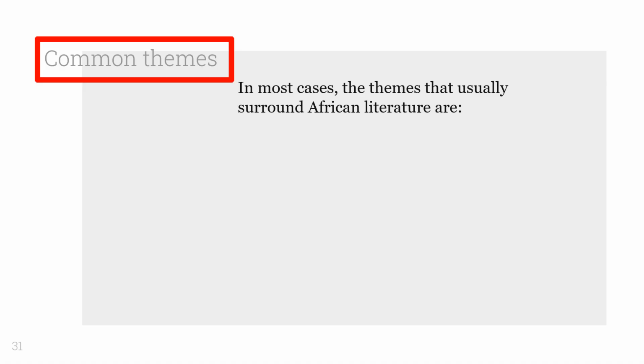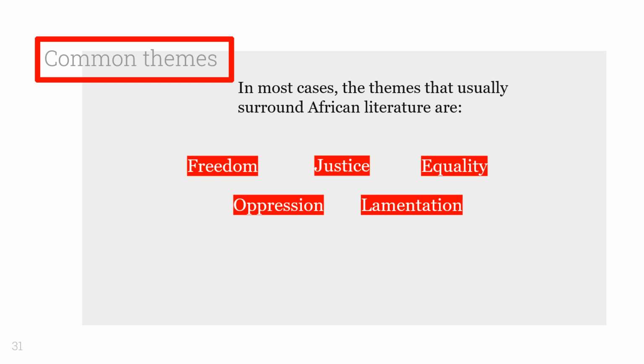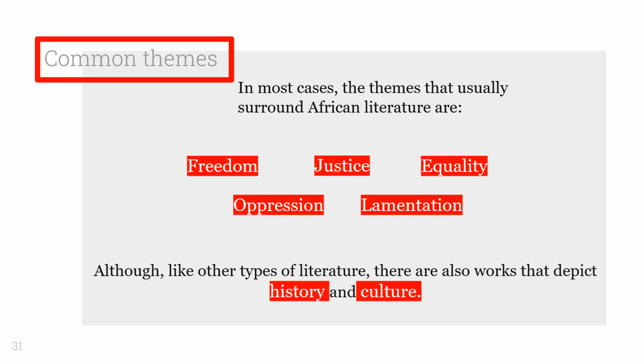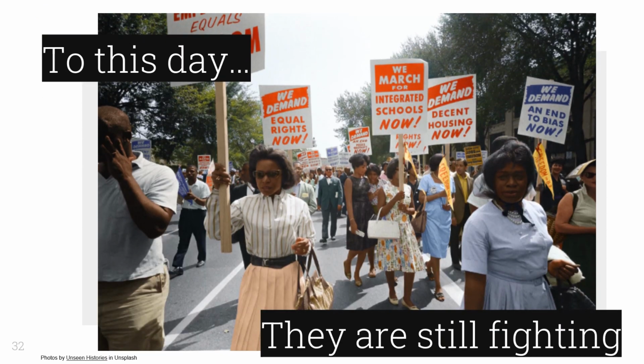In most cases, the themes that usually surround African literature are freedom, justice, equality, oppression, lamentation. Although, like other types of literature, there are also works that depict history and culture, but they're nothing compared to the works of African authors and poets that cry for social justice. And it's still happening now. There are still so many works of literature that still call for social justice. To this day, they are still fighting.